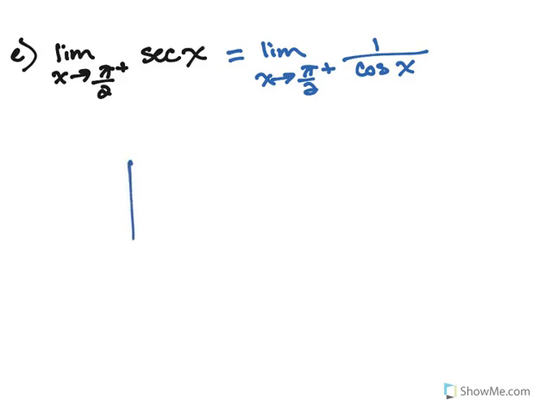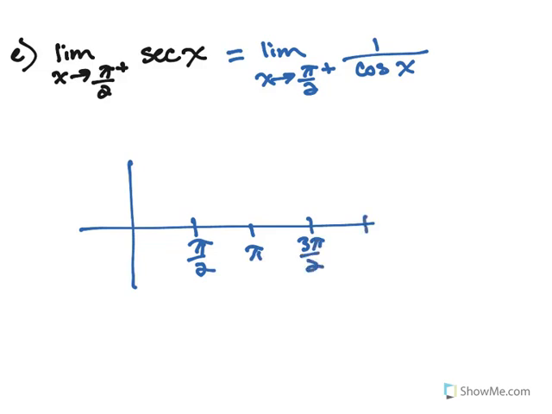So just a little reminder of how you graph secant. First you graph cosine. And cosine starts high at 1, right? Goes to 0 at pi over 2. It goes to -1 at pi. Back to 0 at 3 pi over 2. And back to 1 at 2 pi.